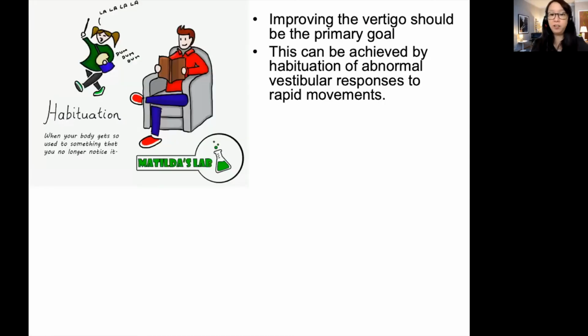So this can be achieved by habituation of abnormal vestibular responses to rapid movement. So if you move very fast, they feel pening. All right. So if we find that it's not a brain tumor or something like anemia, or they have a heart problem, and it's a vestibular problem and it's a stable condition, we can help them habituate.